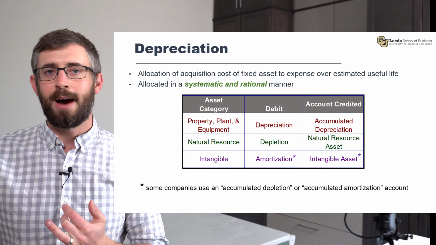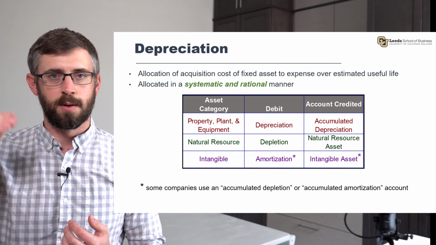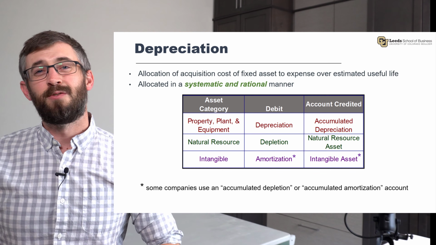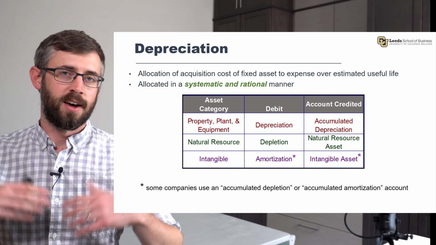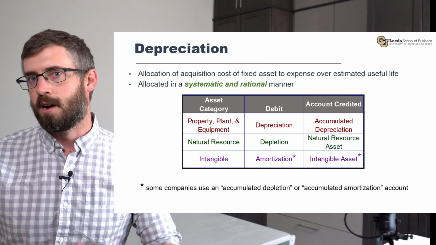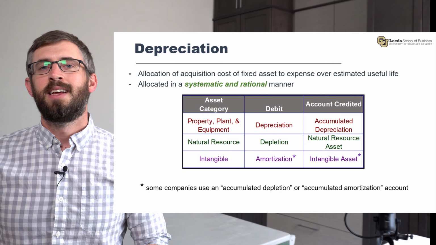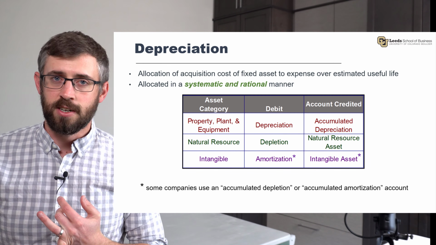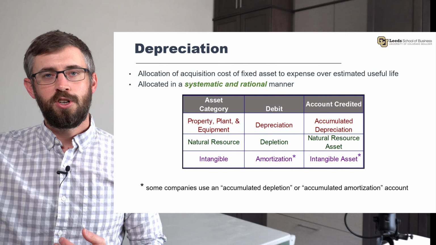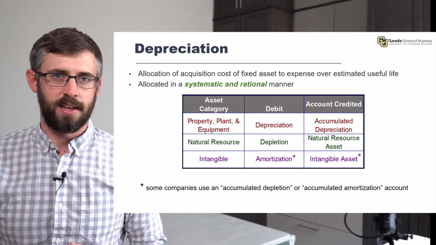So for PP&E, our expense is going to be depreciation, and we're going to drop the value of our asset when we depreciate it using the accumulated depreciation contra asset account. If we have a natural resource, something like a coal mine or natural gas in the ground that we're trying to frack, or maybe lumber that we're going to cut down and mill into boards, we are going to have depletion instead of depreciation. So depletion is the expense, and we're going to reduce our natural resource value by crediting the asset directly.